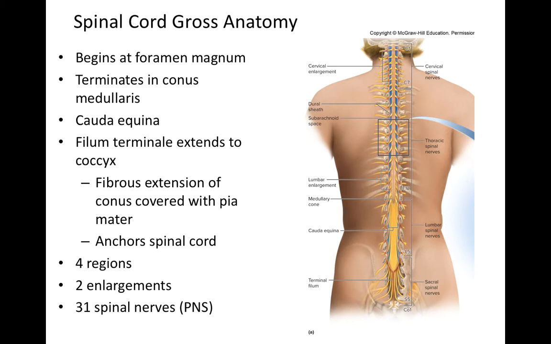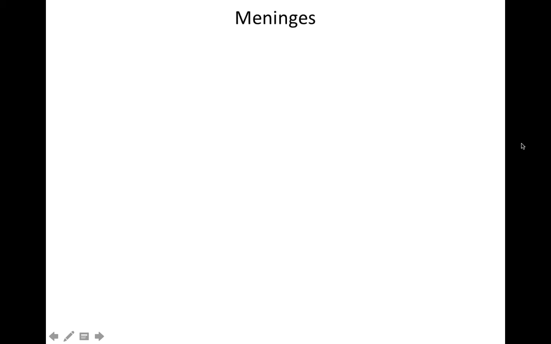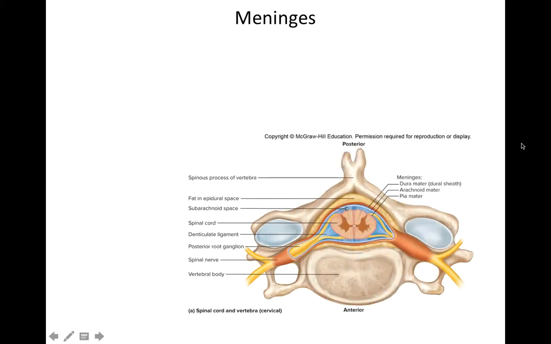Originating off of the spinal cord are 31 different paired spinal nerves. So they're all going to be part of the peripheral nervous system. So let's talk about the protections here. I mentioned the pia. The pia mater is part of what's called the meninges.